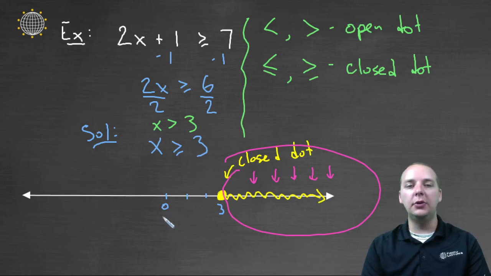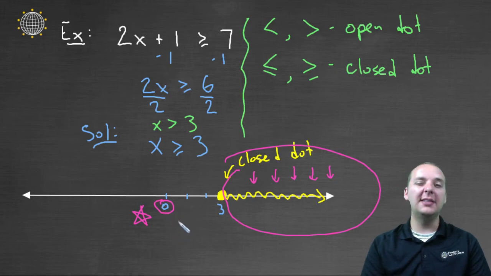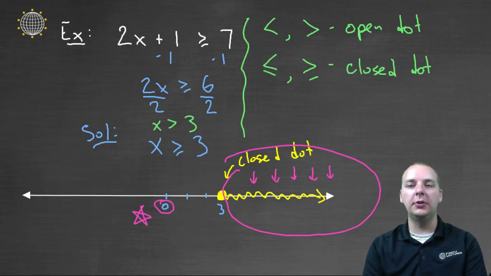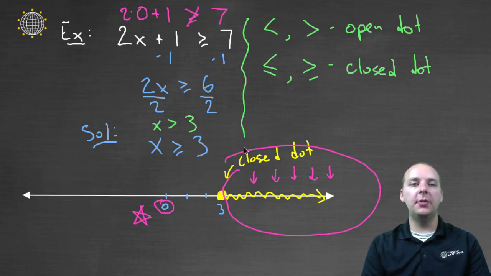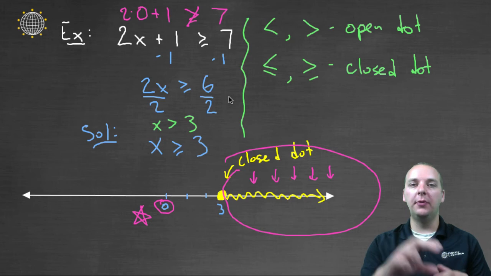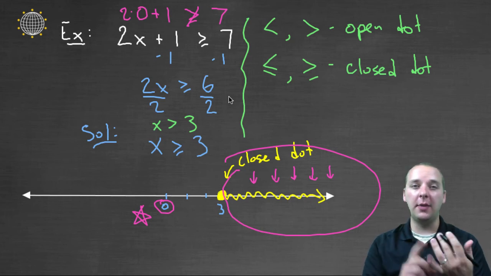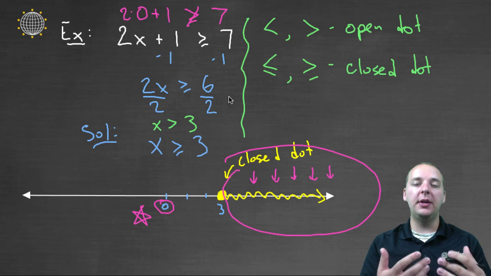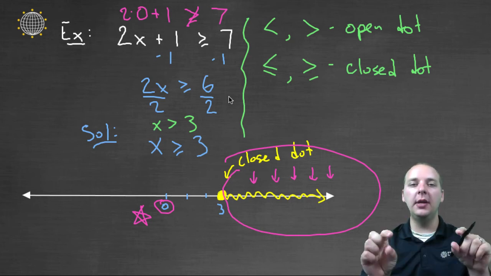And on the other side, if you tried somebody, let's say back here, maybe like 0 for example, I'm guessing it would not make the inequality true. Let's try it. 2 times 0 plus 1, that is not greater than or equal to 7. So anyway, that's how we solve linear inequalities. Basically, you solve them the exact same way as you would a linear equation. Just remember to flip the inequality around if you multiply or divide by a negative. And you express these answers typically on a number line just because there's so many solutions.